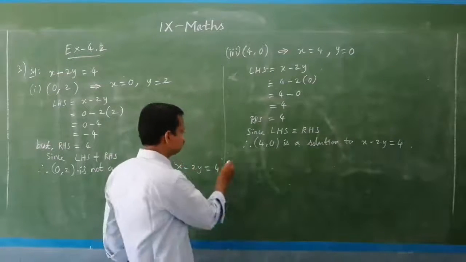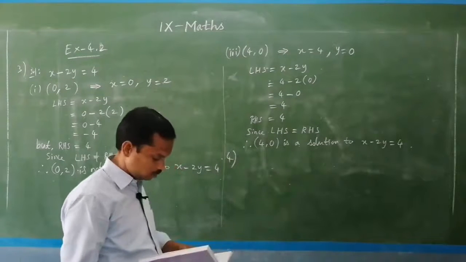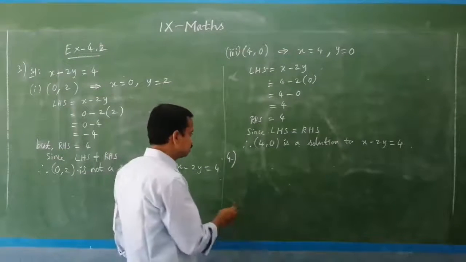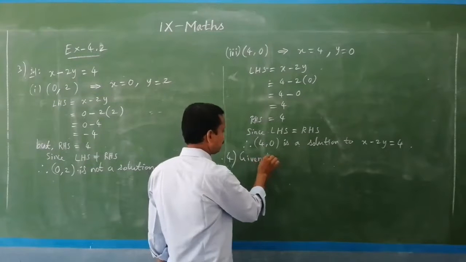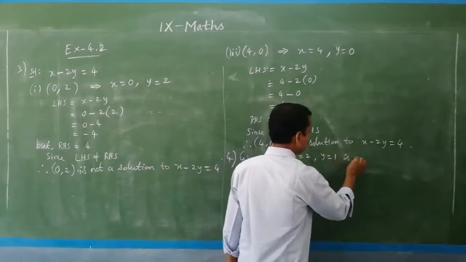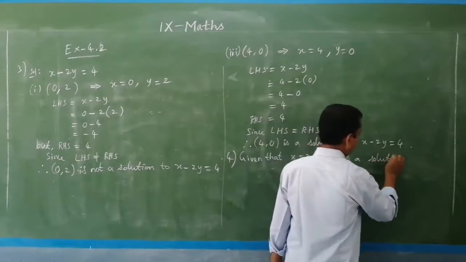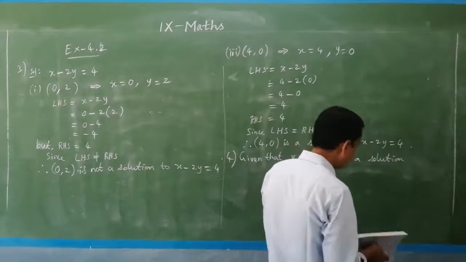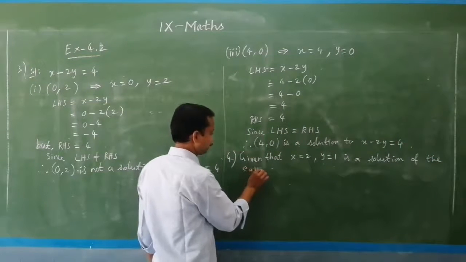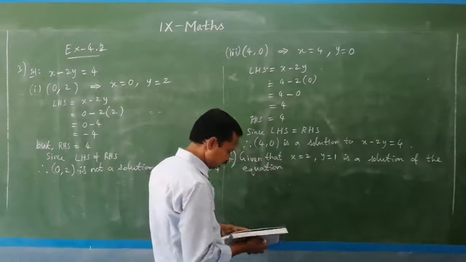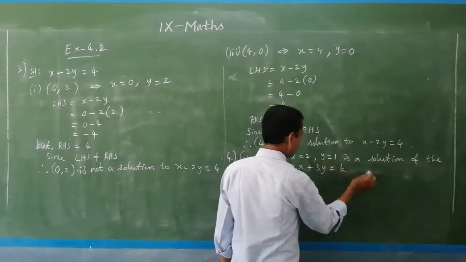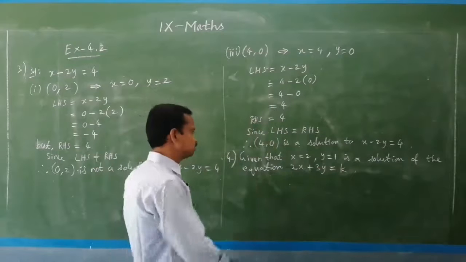And one more sum, the fourth sum. Find the value of k if x equal to 2, y equal to 1 is a solution of the equation 2x plus 3y equal to k. So, this is what is given.